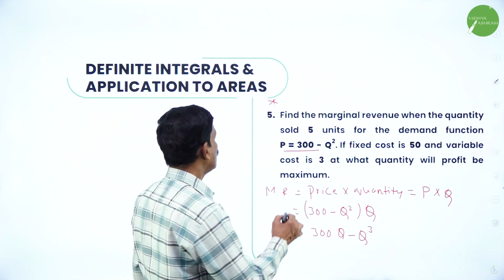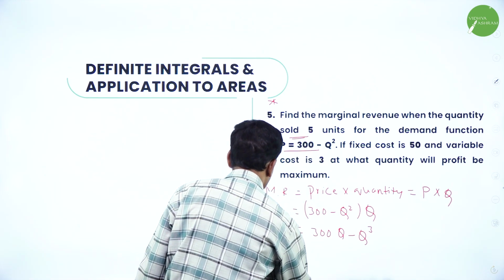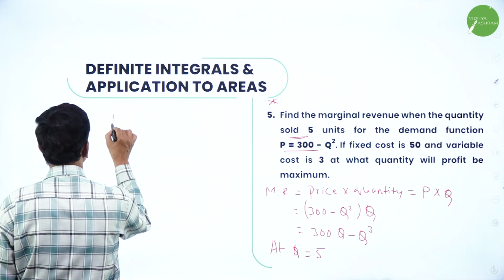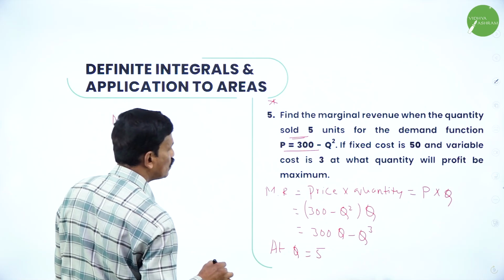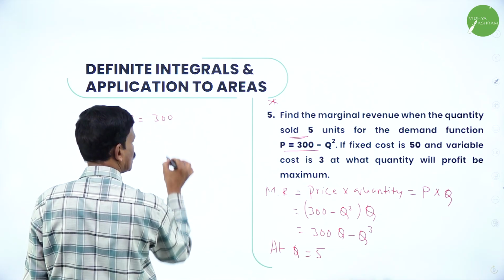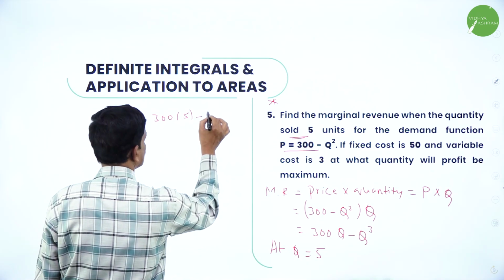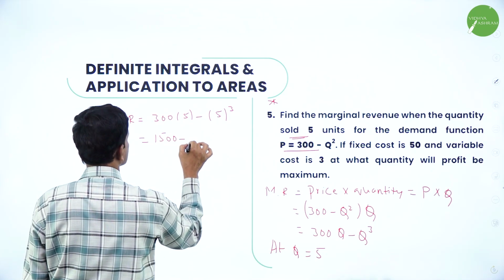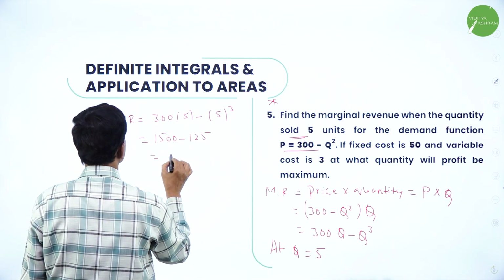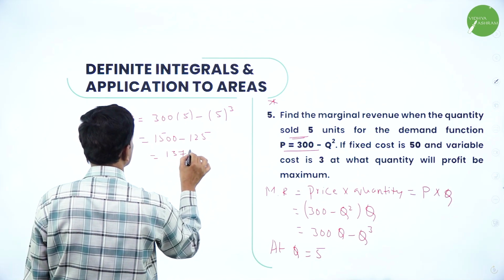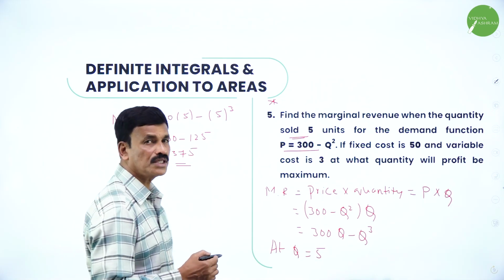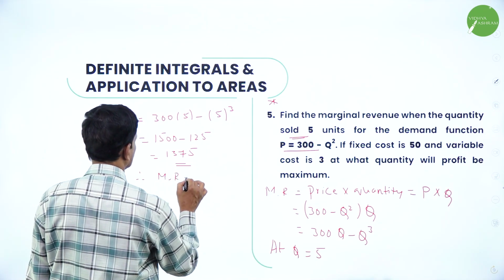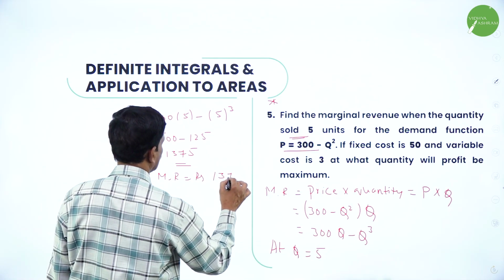Okay. Now, what is given? At Q is equal to 5, therefore MR, that is marginal revenue, is equal to 300 into 5 minus 125. That is 1500 minus 125, which is equal to 1375. Right. So, therefore, the marginal revenue is rupees 1375.